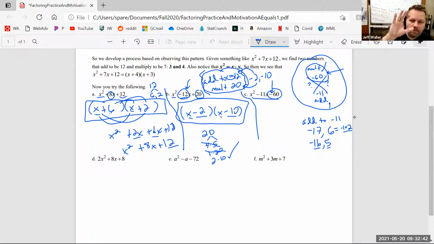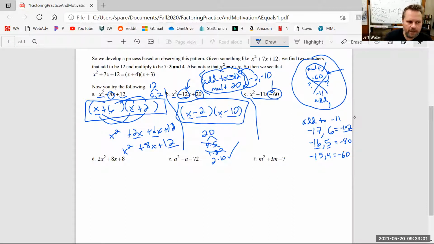I made that part work, but when I multiply them, I get negative 80. I'm getting closer. Tell me, what is it? Negative 15 and 4. Yes, because when you multiply those, you get negative 60.